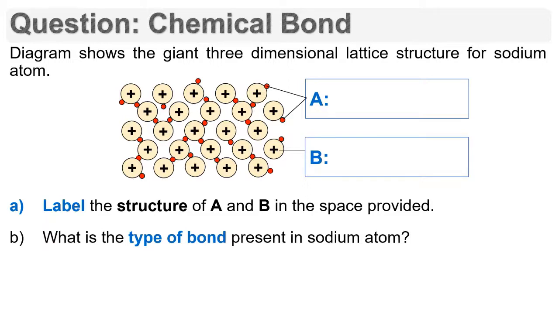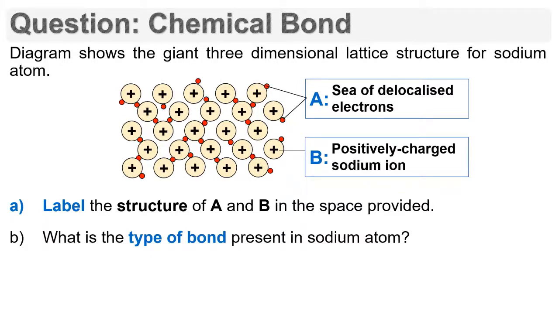Based on the diagram given, A is the sea of delocalized electrons. B is the positively charged sodium ion. B. What is the type of bond present in sodium atom? In metal, electrostatic attraction force between the sea of electrons and the positively charged sodium ions form the metallic bond.